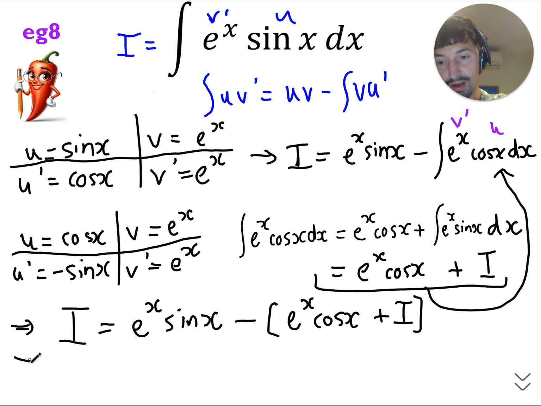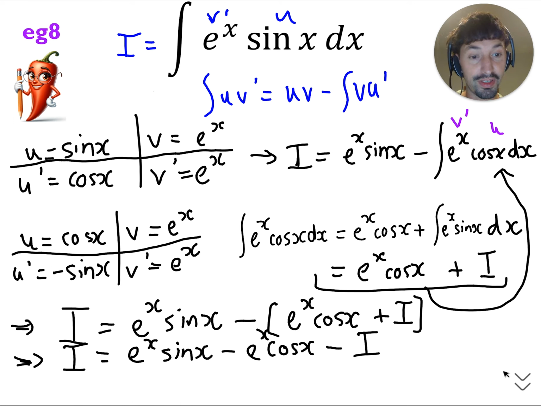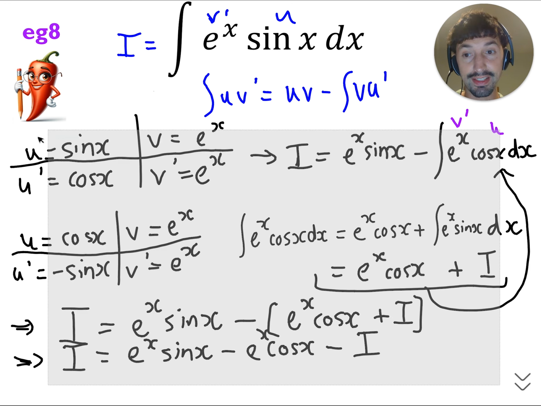So we can actually multiply out our brackets here. So we get the integral is equal to e to the power of x sine x minus e to the power of x cos x minus I. Very nicely, now we can actually move our I to the other side. So we're going to get 2I now is equal to that right hand side.